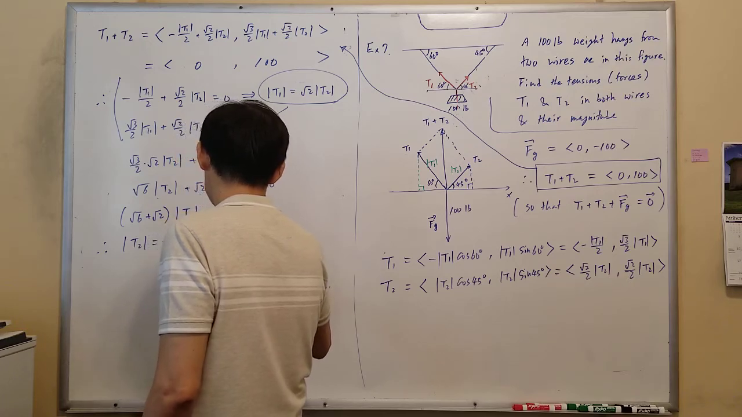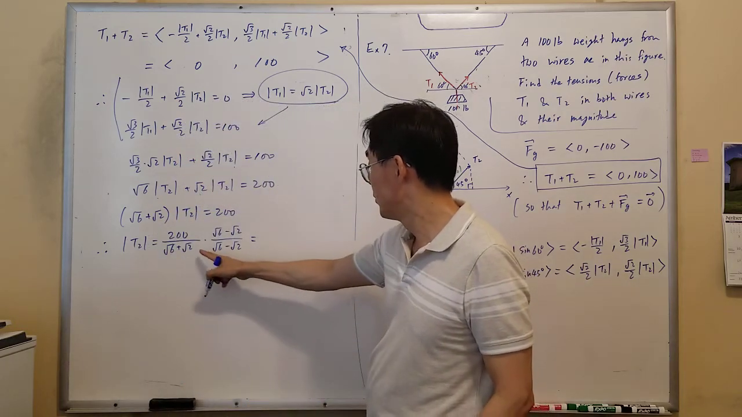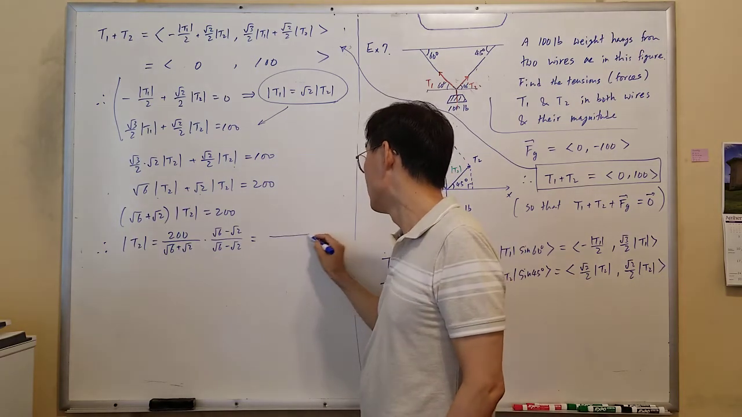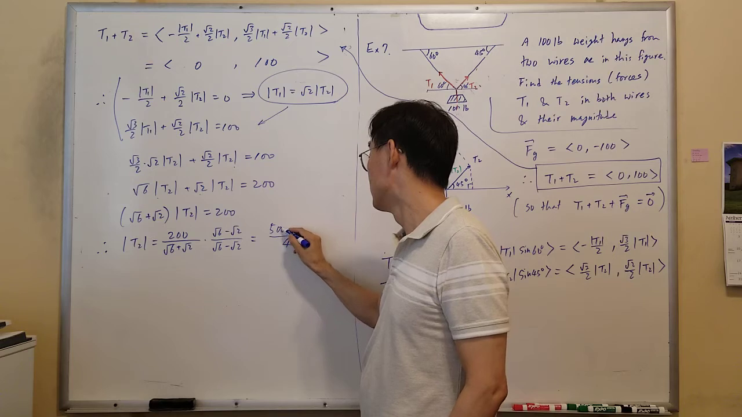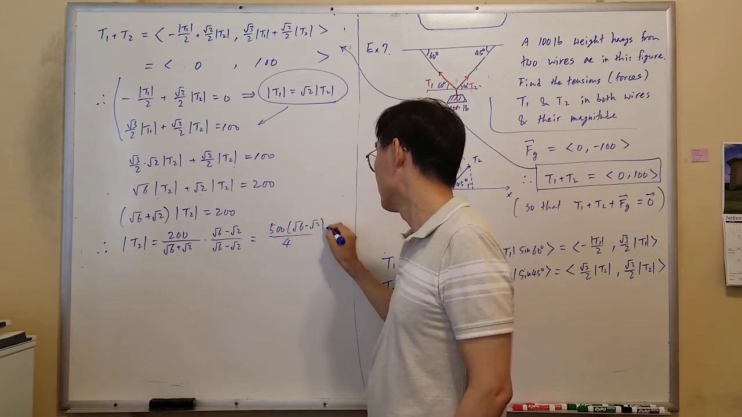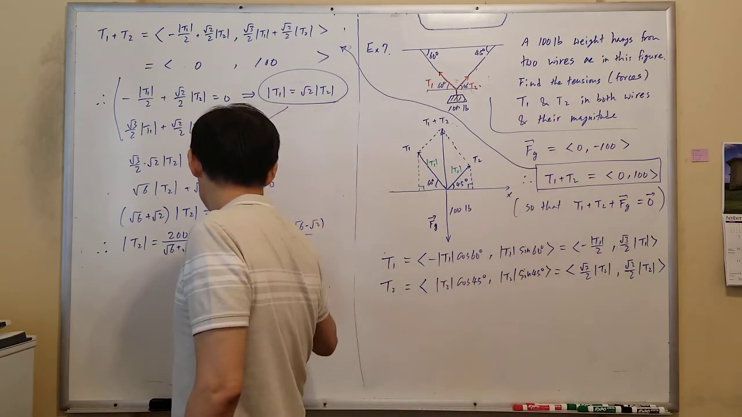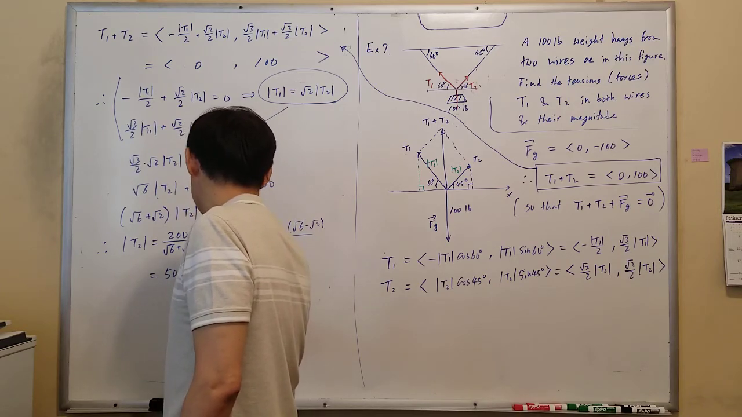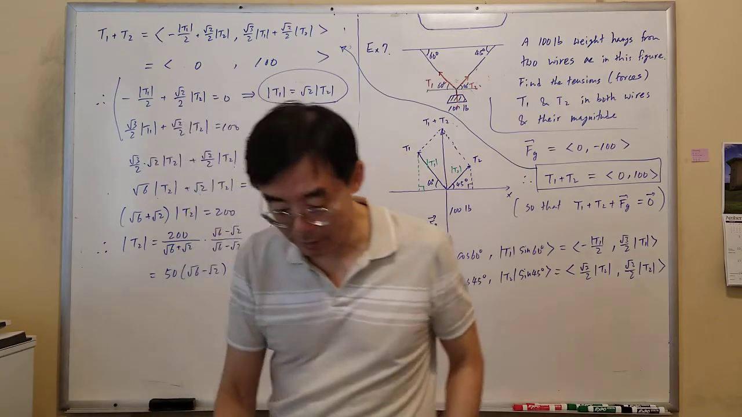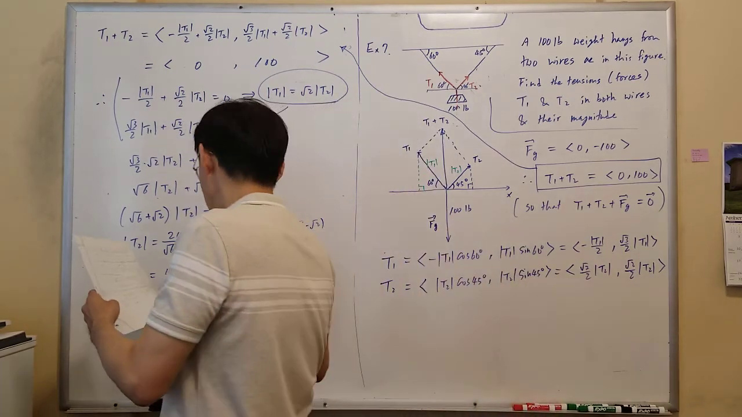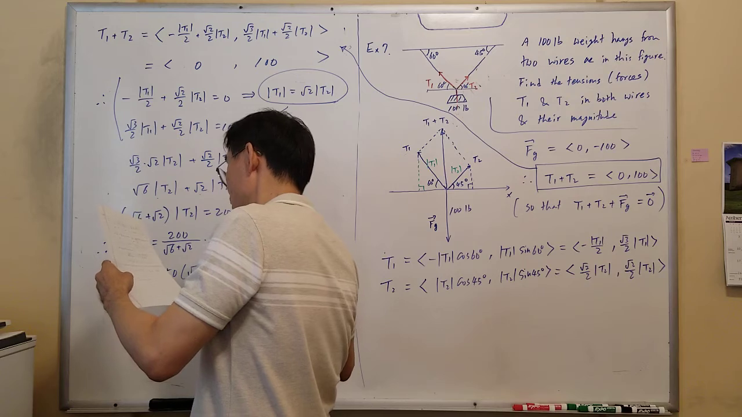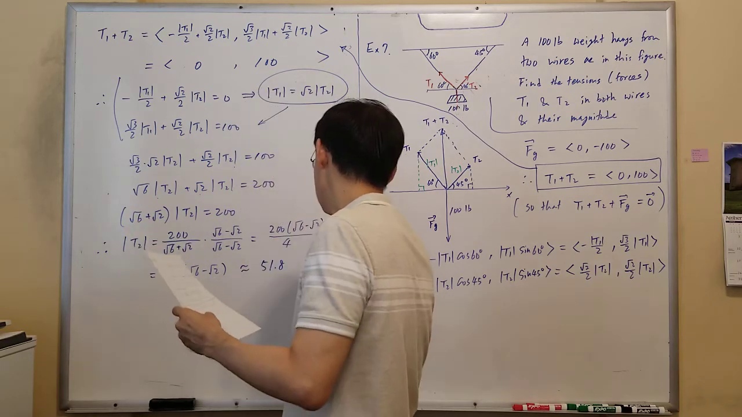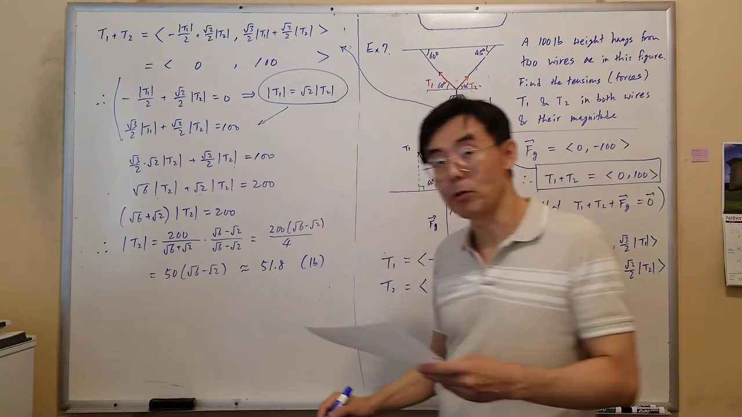So this is 6 minus 2, 4. Square root of 6 minus square root of 2. 200. So this is 50 times square root of 6 minus square root of 2. Anyway, in this case, a decimal value would be better. 51.8 pounds.